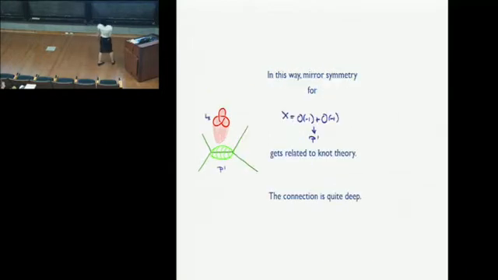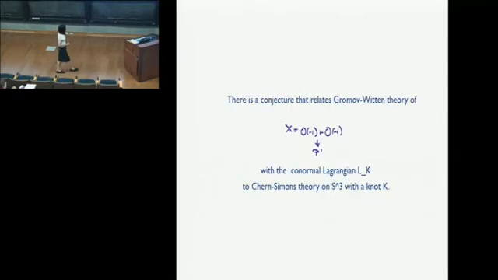So in this way, mirror symmetry for this class of Calabi-Yaus gets related to knot theory. And this connection goes beyond just constructing knot invariants, it goes beyond just constructing Lagrangians, as is well known, and I'll explain. Now, there's a conjecture. This Calabi-Yau conifold, which we studied, has a deep connection with knot theory to begin with, which goes as follows. So, Gromov-Witten theory on this conifold with an S2.